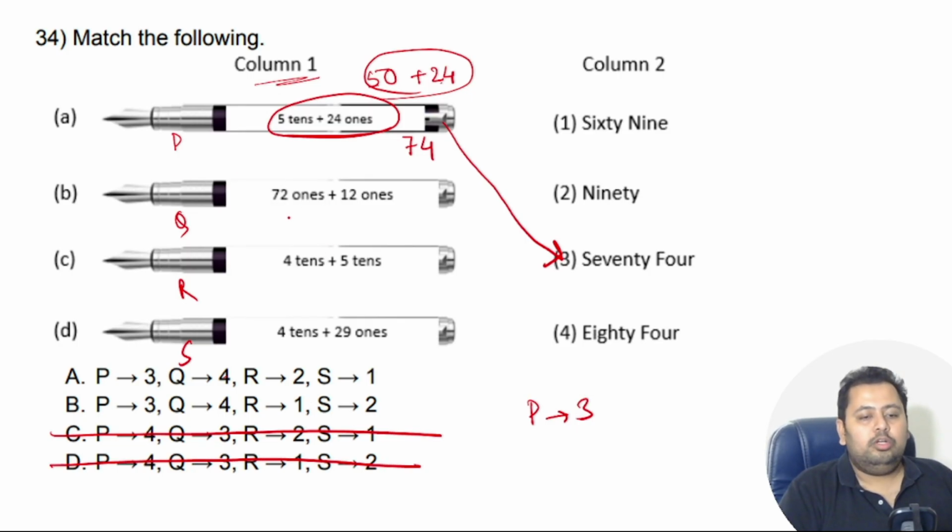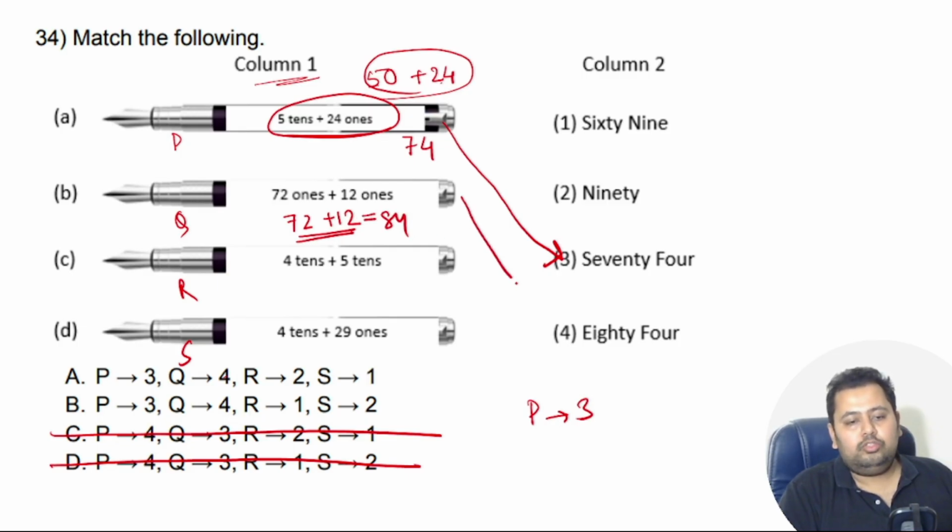Let's now go to Q. Q says 72 ones plus 12 ones, right? If you do the addition, you will get 84. So B becomes 4, right? B becomes 4. So this is correct.